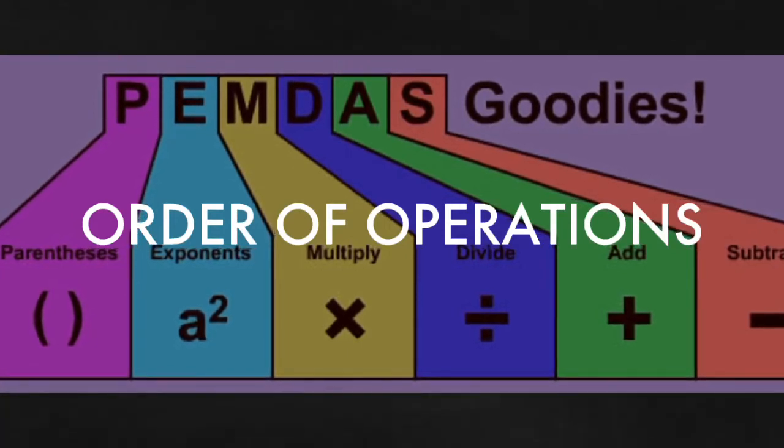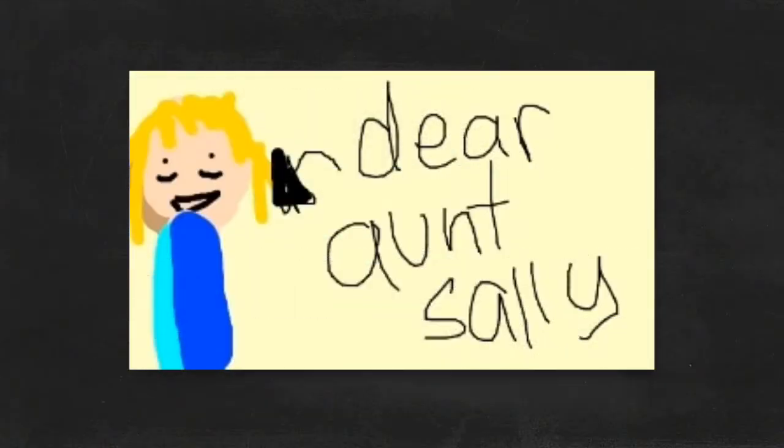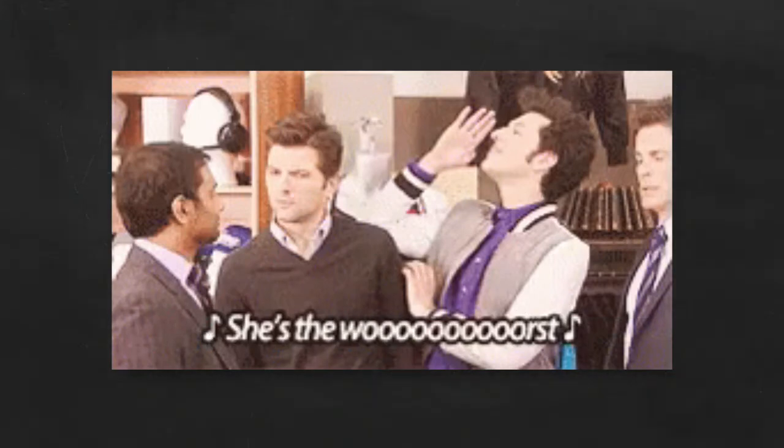Order of operations. Please tell me my Aunt Sally hasn't been through here. Oh my gosh. You saw her? Oh, I'm so sorry. Please tell me she didn't offend your race, religion, gender, or orientation in any way. Please, I'm so sorry. She's the worst.